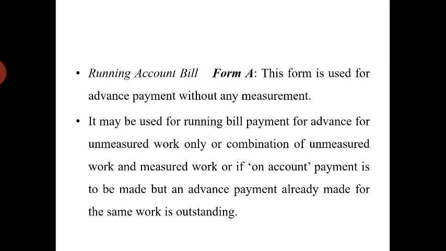Then the running account bill, that is form A. This form is used for advance payment without any measurements. Most of the time, as I already said, running account bill form A is normally used for advance payment, but nowadays nobody is doing advance payments. But in some situations, like if you are taking up a project of more than 20 or 30 crores, if the company profile is very good, then normally the advance payment will be made, because some security deposit they always keep for this kind of works.